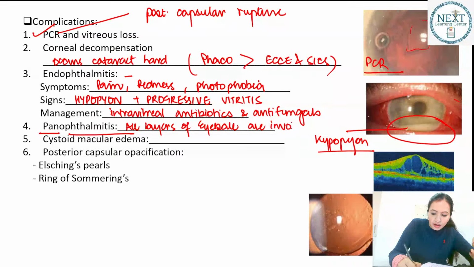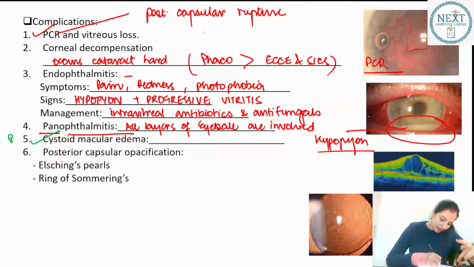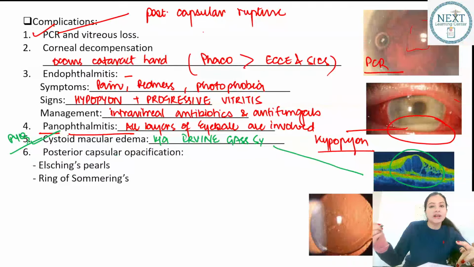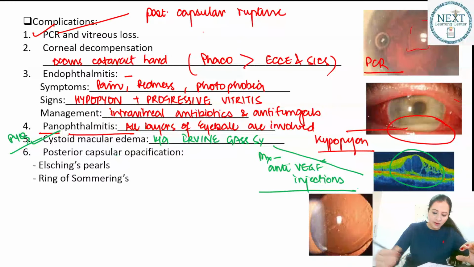Then is cystoid macular edema. This is a previous year question for you. The cystoid macular edema that is occurring after cataract surgery is known as Irvine-Gass syndrome. This is your cystoid macular edema that is occurring after cataract surgery. Management of any cystoid macular edema is anti-VEGF injections, since cystoid macular edema is occurring due to increase in VEGF levels.